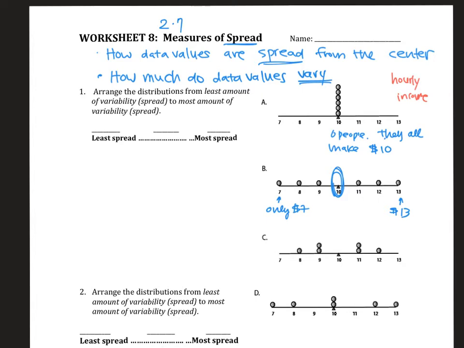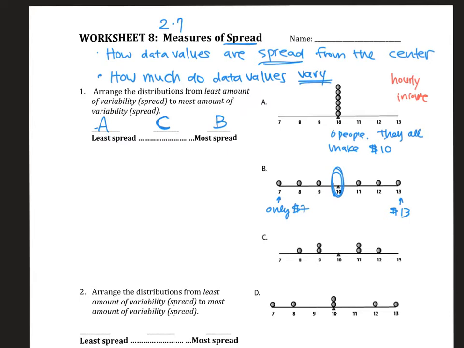So if I were to arrange them in terms of how much spread they have, data set A doesn't have any spread. Everyone makes exactly the same amount of money. That will be my A. I'm looking at data sets B, C, and D. I feel like this one has the most spread, like 7, 8. They're so far away from 10. So I feel like B is the most spread, and then C will be somewhere in between.